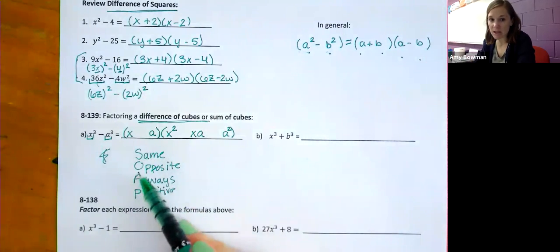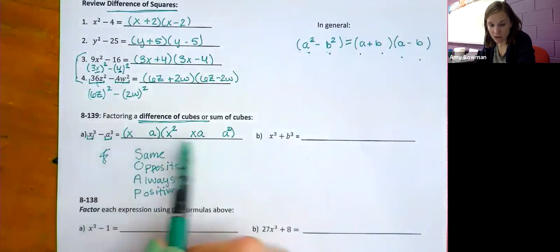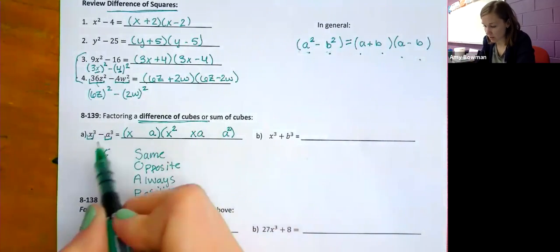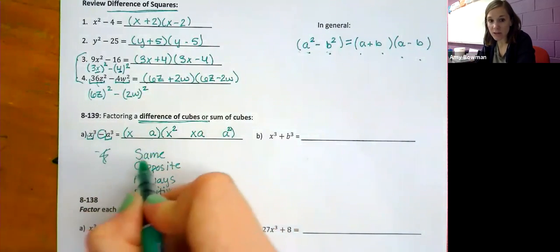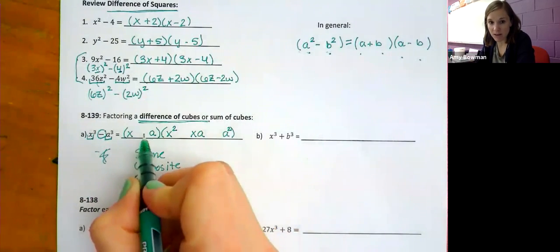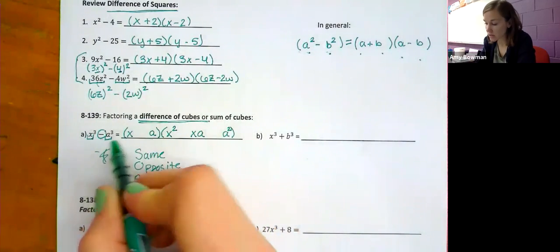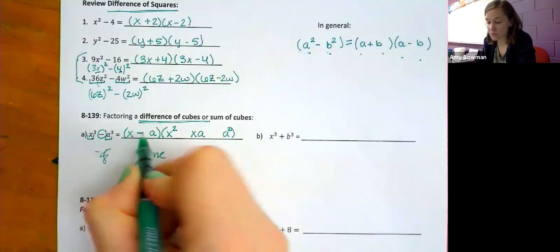Same, opposite, always positive. That is referring to the signs in between each of our terms. Right here, I'm factoring a difference of cubes. So that's what the same is. The first operation in our formula is the same as whatever I'm factoring. Since I'm factoring a difference of cubes, my first term is going to be a difference.